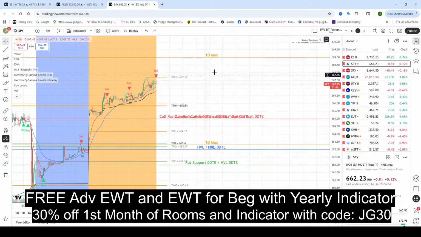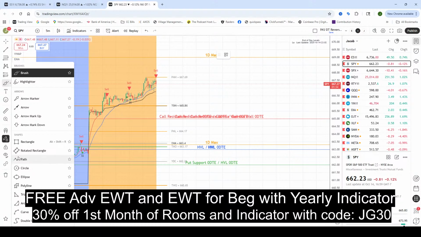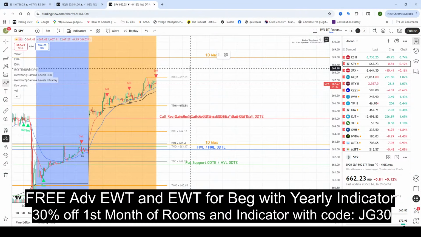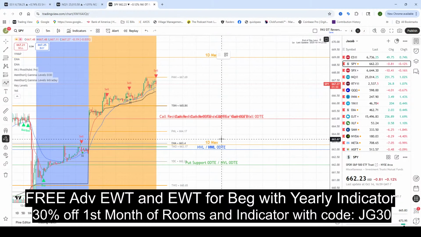It gives you these incredible numbers like a one-day max that tells us, hey, the market is very unlikely to go past this number for the day. Now, when I say go past, it can poke above it and it can move through it. And there are times it blows through it, like last Friday, it blew through the one-day minimum because of how much volatility and how much selling there was.